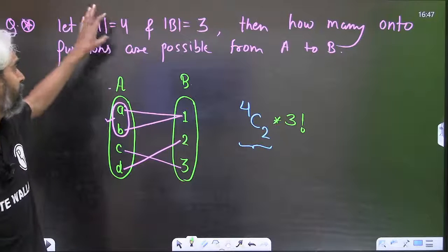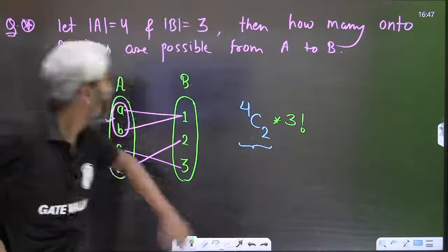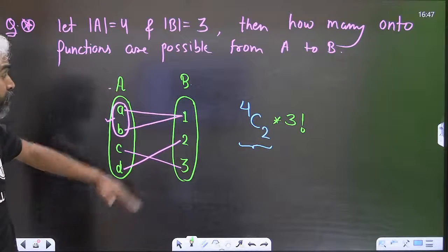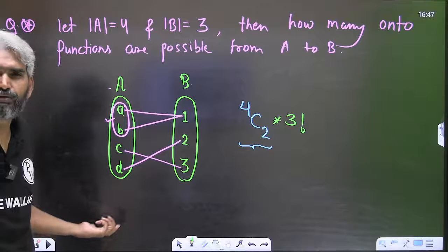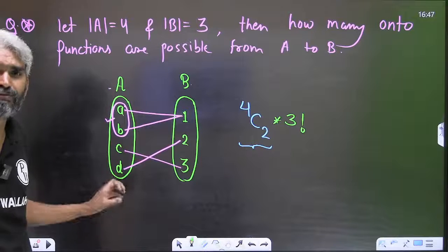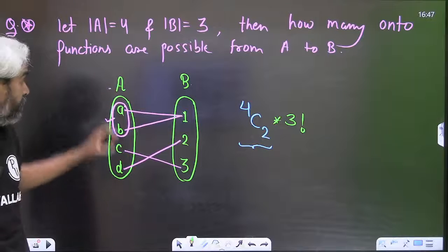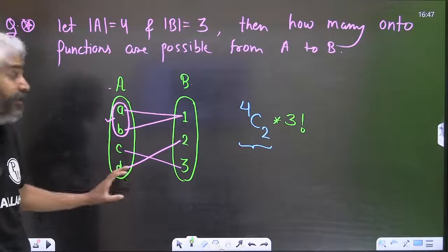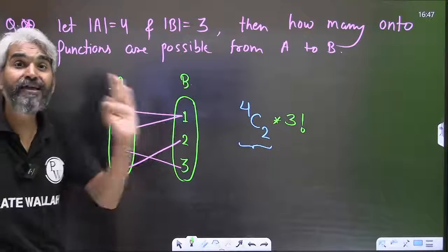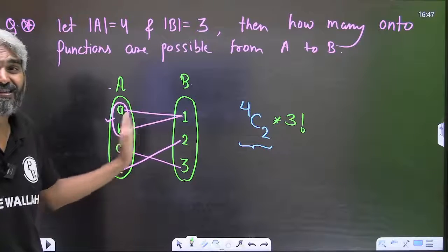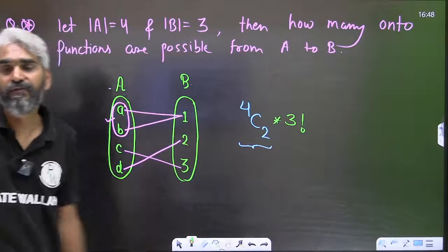I am just saying that if the cardinality of set A is 4 and the cardinality of set B is 3, then we know exactly 2 elements of the domain will map with the same element of the codomain. Those 2 elements can be chosen in 4C2 different ways. Once we have chosen those 2 elements, we know that those 2 will map with the same element of the codomain. So effectively, we need to map 3 elements from set A to 3 different elements of set B, such that every function from A to B is onto. Now, if both of them have 3 elements, then there will be 3 factorial different onto functions possible.